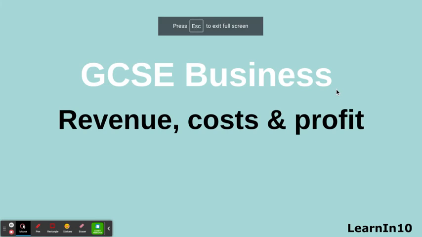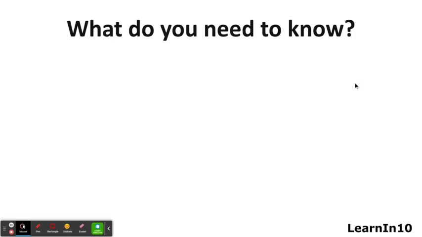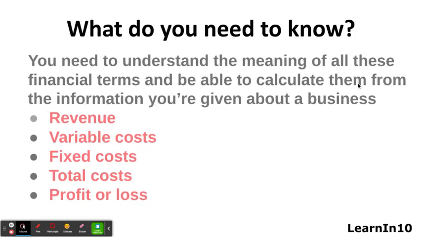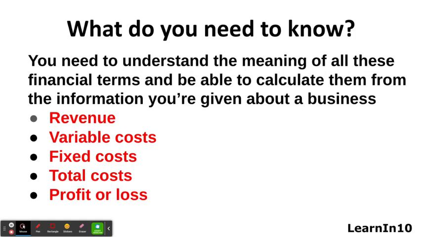Hello. In this 10-minute session, we're going to look at the important topic in GCSE business of revenue, costs and profits, and hopefully by that time we'll understand it a little bit better. So let's see what you need to know. We need to understand these 5 key terms: revenue, variable costs and fixed costs, total costs, and profit or loss.